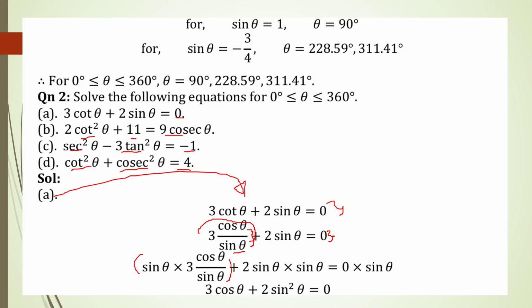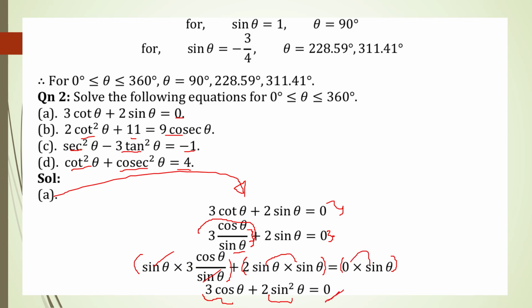Then sin theta times the second value, you're going to get this. Then sin theta times 0, you're going to get this. So once you simplify, sin theta will cross, and then you end up with 3 cos theta. Then 2 sine theta times sine theta, you're going to end up with sine squared theta. Then 0 times sine theta, you're going to end up with 0.